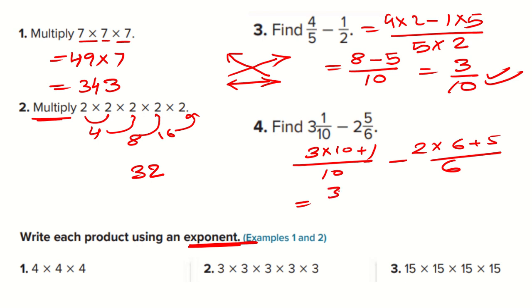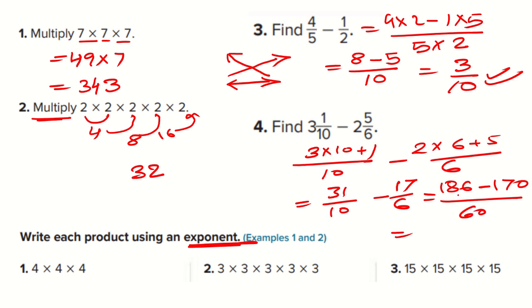30 plus 1, 31 over 10 minus 2 times 6, 12. 12 plus 5, 17 over 6. Okay. Now you can see we don't have the same denominator. So what you will do here, you will take the LCM, or by cross multiplication also you can do the question. So 31 multiply 6 will be, 6 ones are 6, 6 threes are 18, minus 170 over 60. 186 minus 70 means 16 over 60.